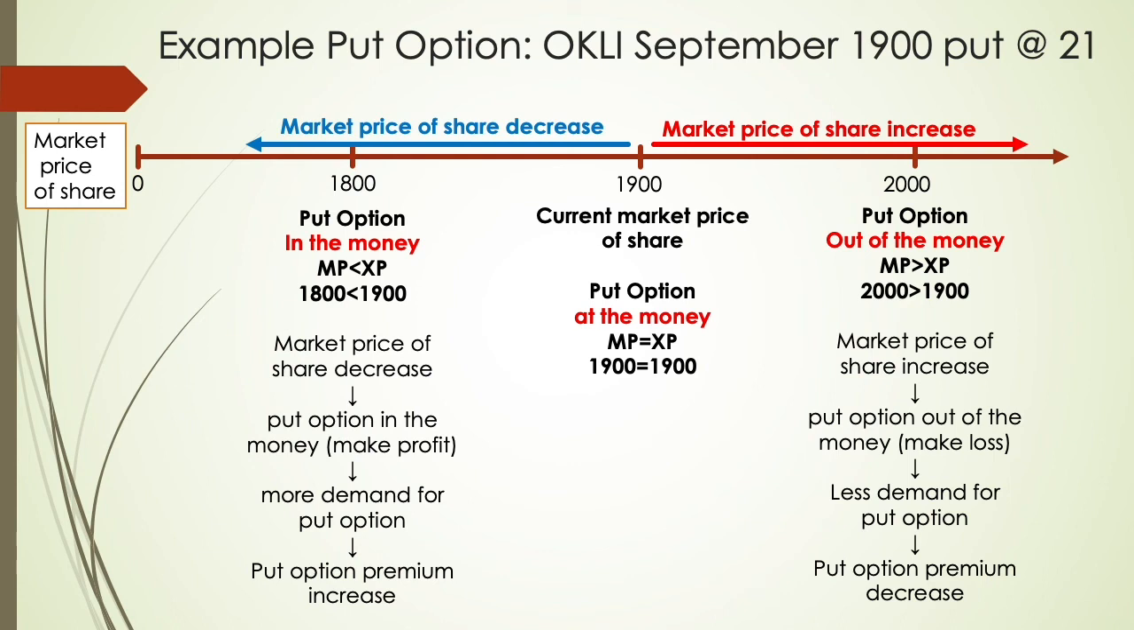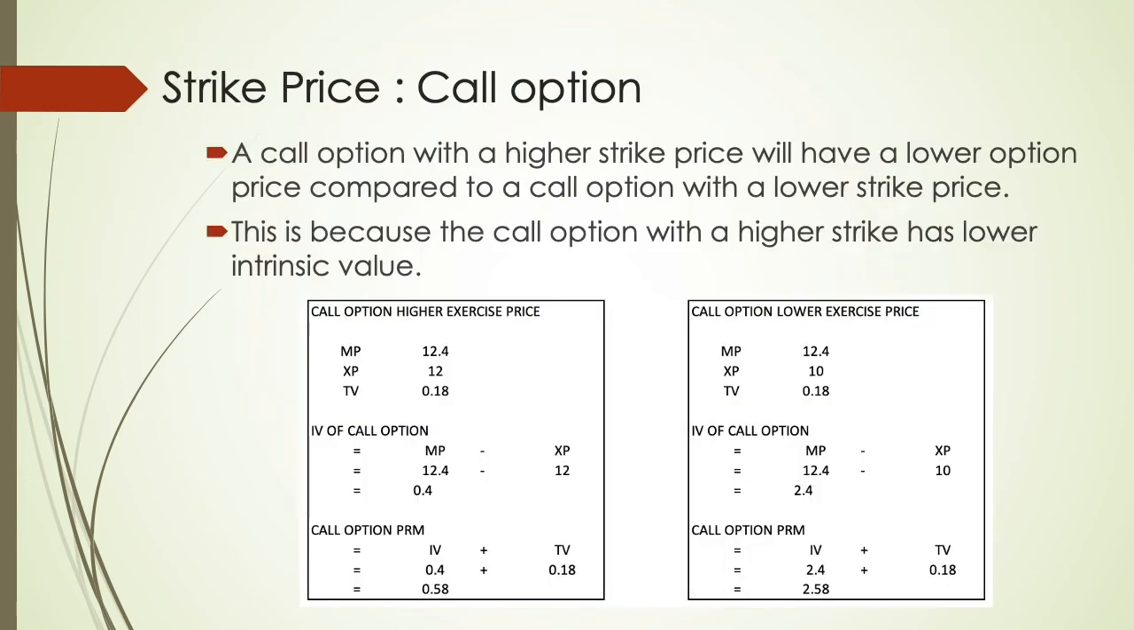So from this example, we can see that put option premium has negative relationship with market price of share. Okay, so when market price of share decrease, put option premium increase. When market price of share increase, put option premium decrease. Next, the second factor that affect the option premium is strike price.